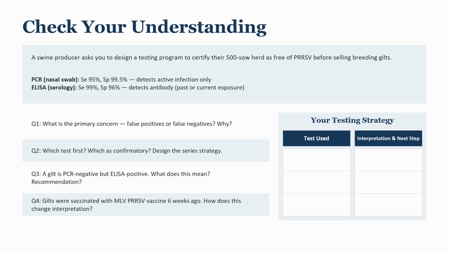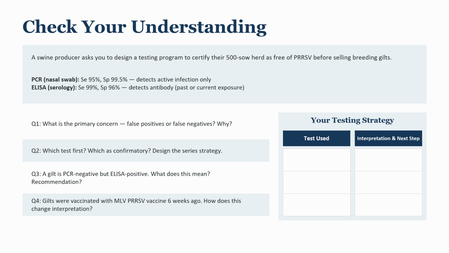Missing one infected animal can cost a farm hundreds of thousands of dollars and years of PRRSV-free status. Therefore, sensitivity is a priority for the initial screening test. That said, false positives are also costly. A producer doesn't want gilts unnecessarily failed out of their breeding program. This points toward a series strategy, sensitive screen, then specific confirmation.